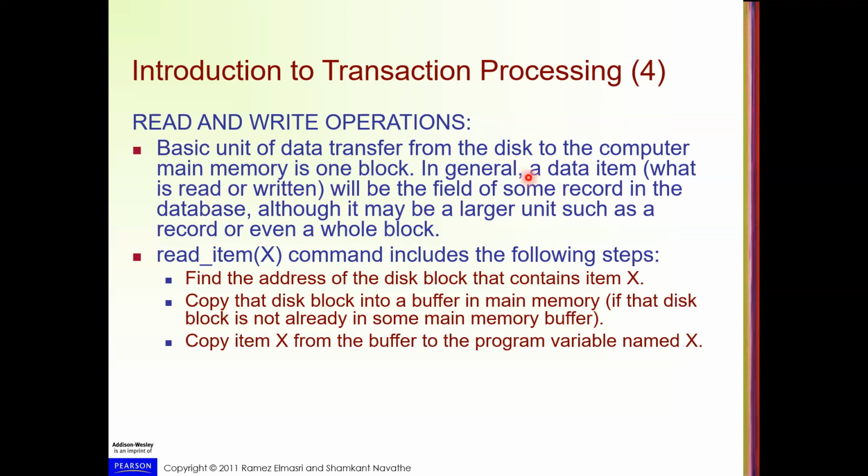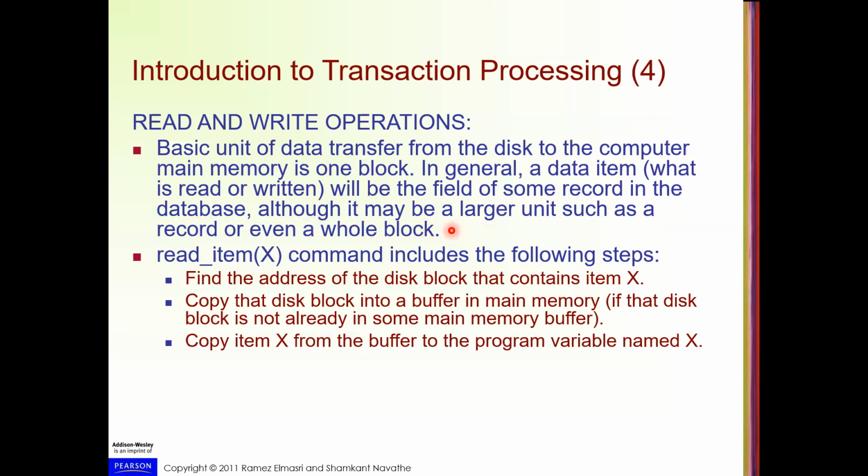How do you transfer the data? We know that we transfer the data from the disk to the memory in the form of one block, right? This is called block transfer, or block access, from the disk to the main memory. In general, a data item read or written will be the field of some record in the database, although it may be larger units such as a record or even a whole block.